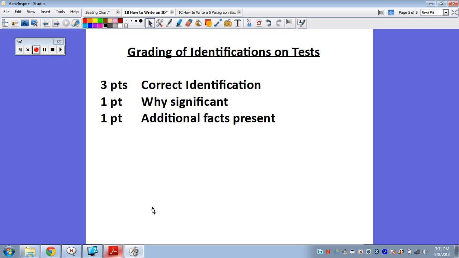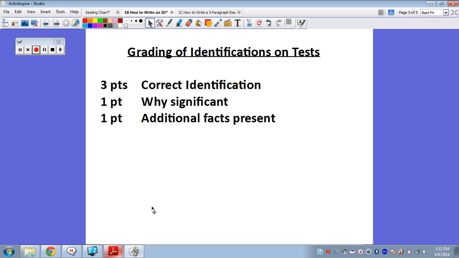Now, grading of identifications. There are 4 of them on each test. They count for 20% of your grade. They're 20 points. So each one is worth 5 points. You get 3 points just for correctly identifying them. So just for telling me that Dr. Bishop is the principal at Patriot High School, you would have gotten 3 out of 5 points. 1 sentence. You don't have to tell me anything else.